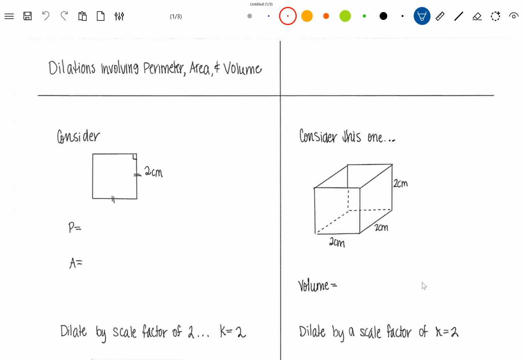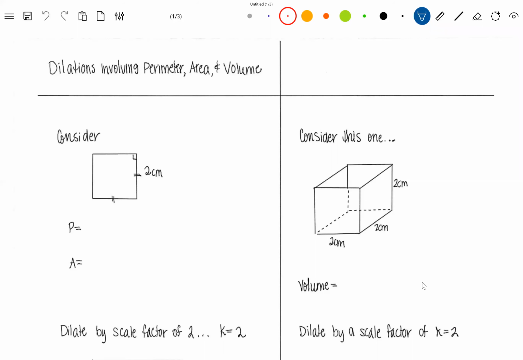So we talked about perimeter, area, circumference, volume, surface area, all of that. What we're going to talk about today is dilations involving those things. Before we get to the formula that you'll use, we're going to look at some things first.